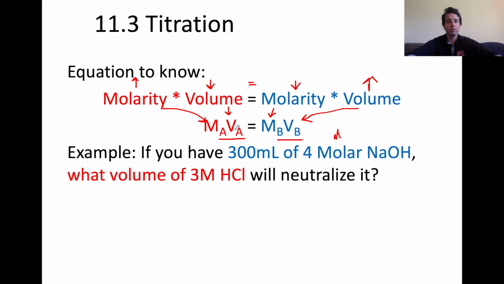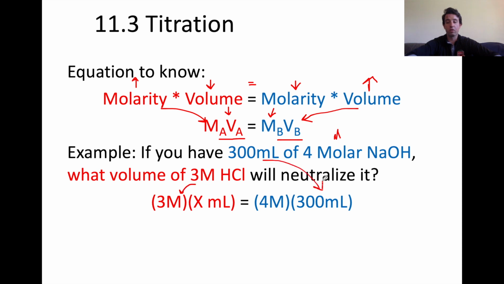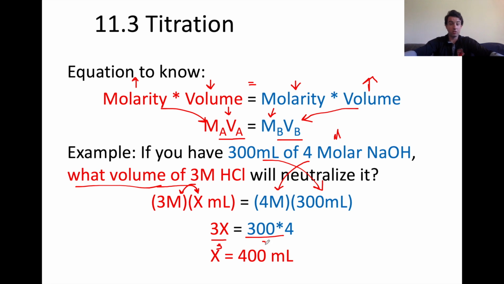And then since we're looking for volume, in this case it's going to be x. We don't know what our volume is, but we know our molarity. And then we know that we've got 4 molar and 300. So you can probably solve this in your head, hopefully. And if you do the math here, you get 3x equals 300 times 4. So solving this, we just divide both sides by 3, and we get an answer of x is 400 milliliters.